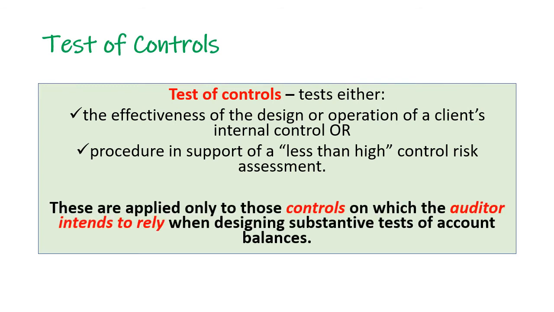So remember, tests of controls are applied only to those controls on which the auditor intends to rely when designing substantive tests of account balance. So, those are the controls he relies on. But those controls that he does not rely on, he will no longer perform test of controls on. Okay? So only those specific controls that he will rely on.